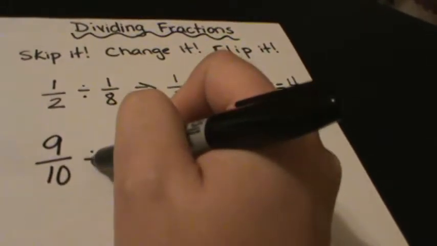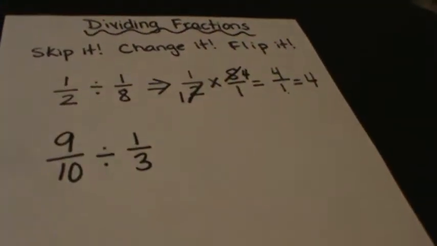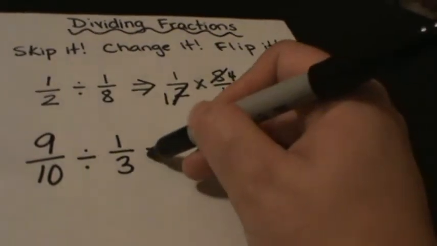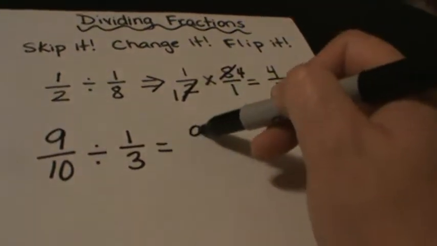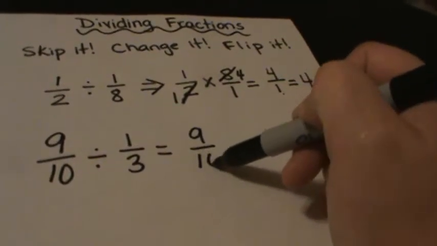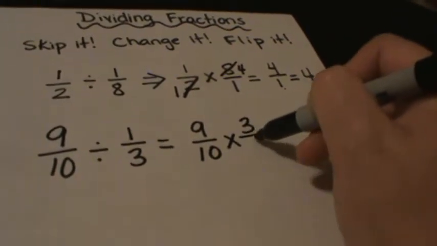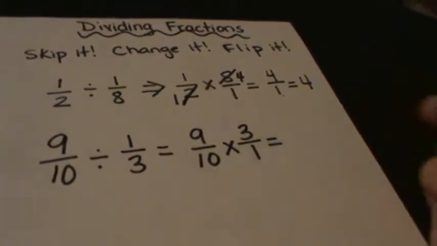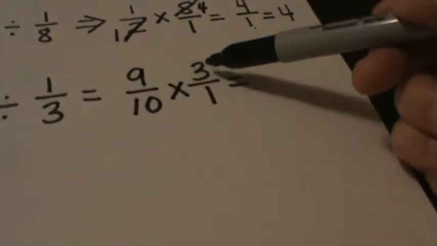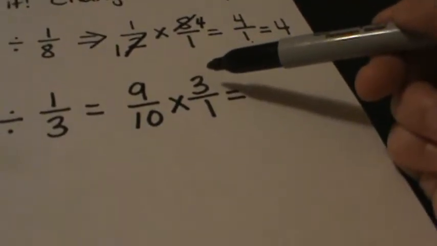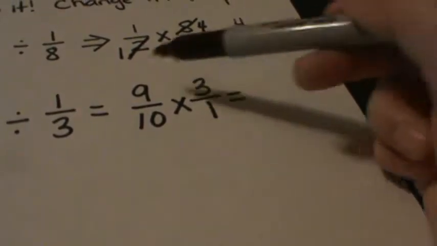If we had 9/10 divided by 1/3, we need to rewrite it. Skip it, change it, flip it. We check to see if we can cancel. It's tempting to cancel the 9 and the 3, but don't fall for that trick. It has to be a numerator and a denominator, not two numerators.